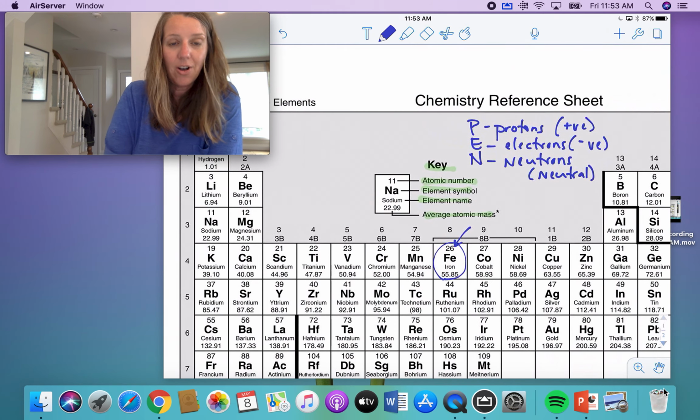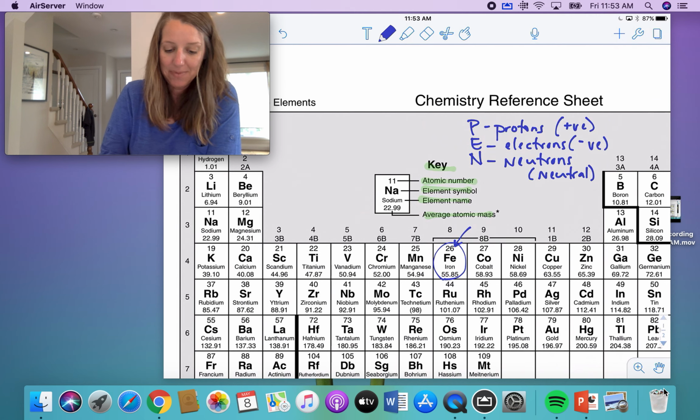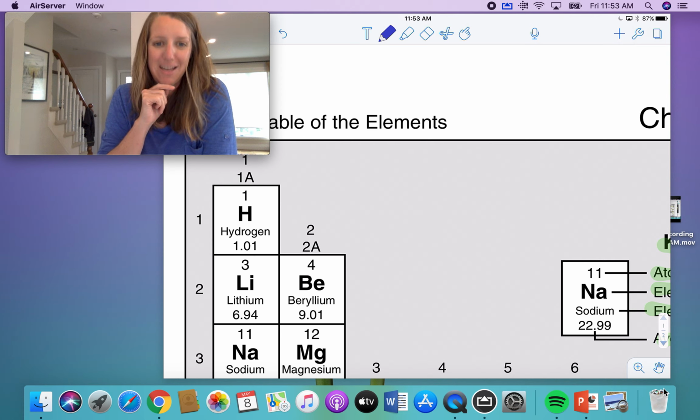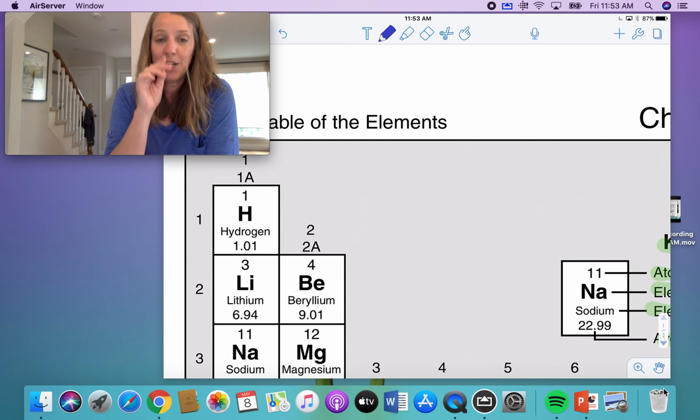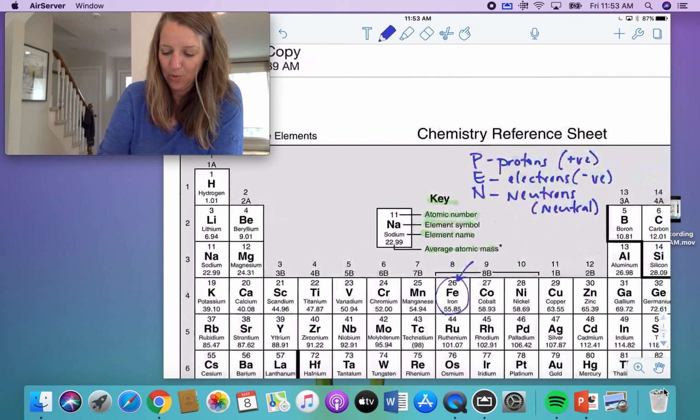Now, do you remember also the group names or the family names? And you can add these on. Group number 1, these are your alkali metals. Group number 2 are your alkaline earth metals. You can remember that because alkaline ends in the letter E, and then earth starts with the letter E. So that's how you can remember which one's the alkali metals versus the alkaline earth metals. Okay, group 1 and group 2.